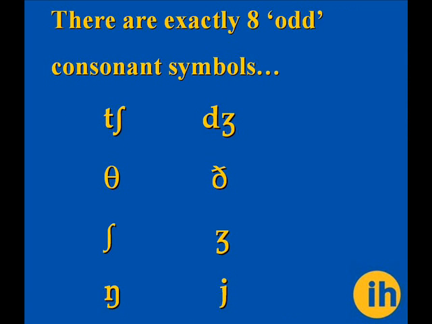There are exactly 8 unusual consonant symbols, and they sound like ch, j, th, th, sh, j, ny, y. You've got to memorize them. That's the bad news.